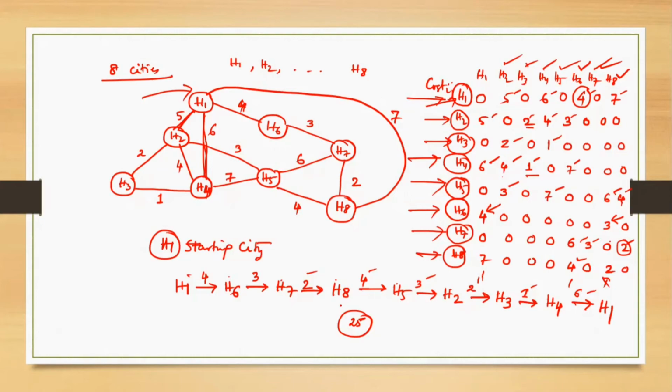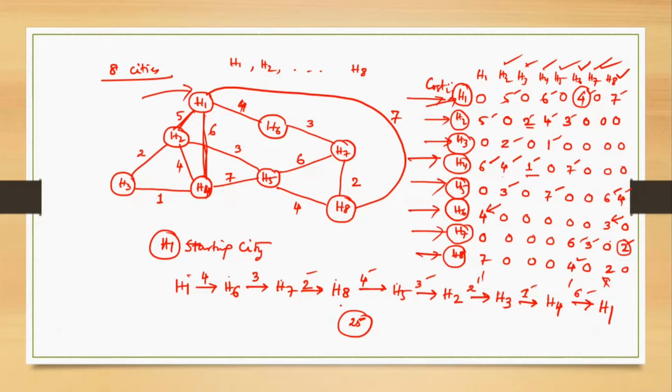For an example, when we are at H1, we have 3 non-zero entries: 5, 6, and 4. If I consider 5, this is the distance from H1 to H2. If I consider 6, this is the distance from H1 to H4, because under column number H4, 6 belongs. Then if I consider 4, this is actually H1 to H6. So among these 3, 4 is the minimum. So I have to travel from H1 to H6 at first. Then my current city is H6.